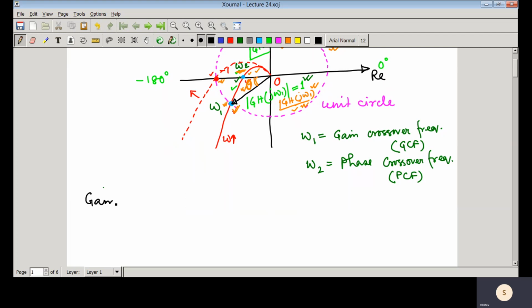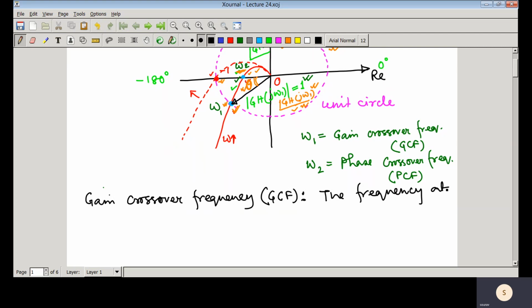So gain crossover frequency, abbreviated as GCF. So what is that? The frequency at which, if we find that gain, that means G(jω) loop gain, that would be equal to 1. So in this figure, W1 is that gain crossover frequency.